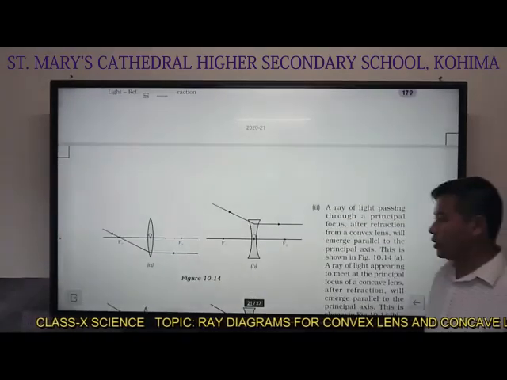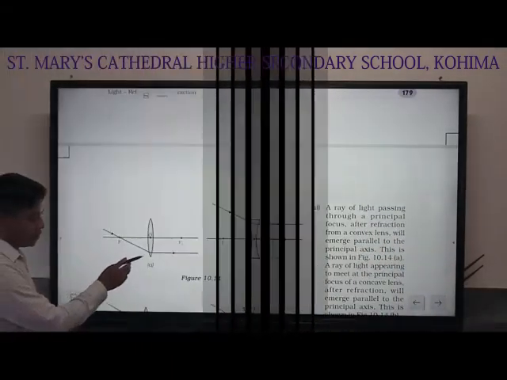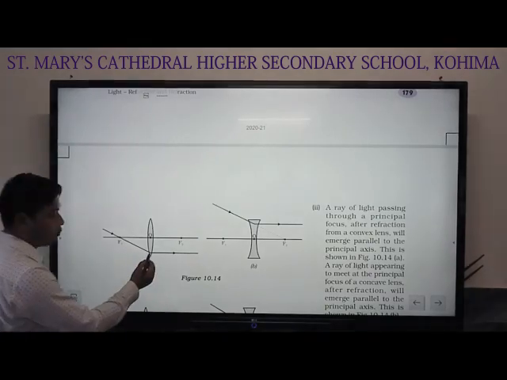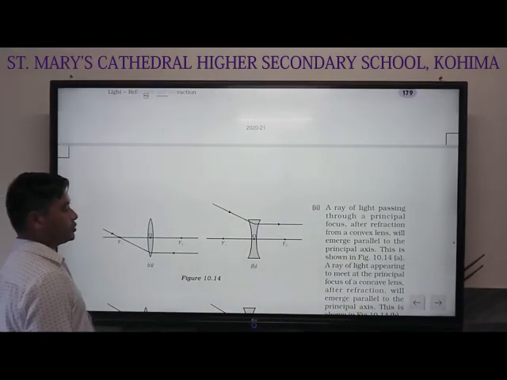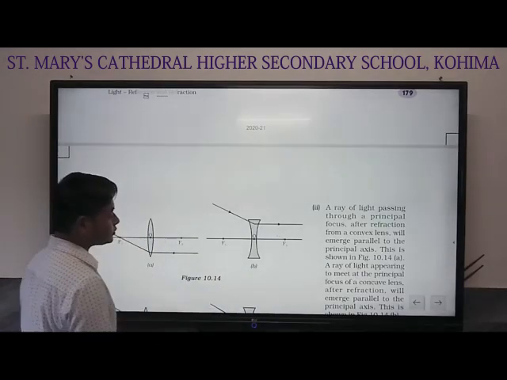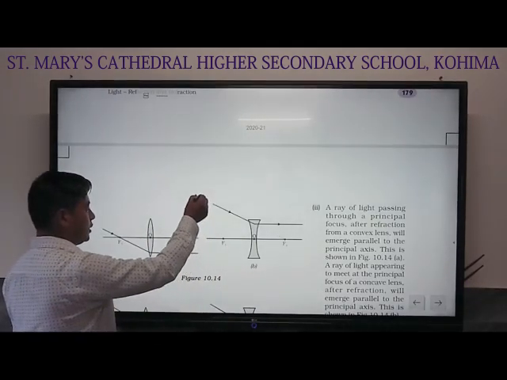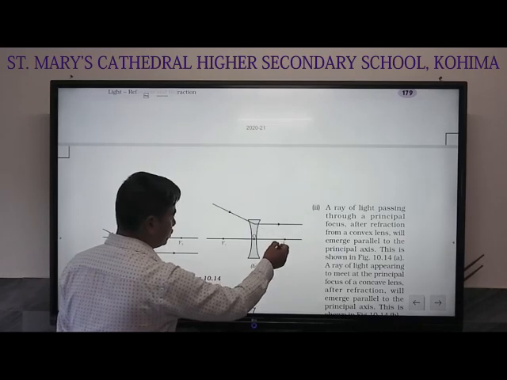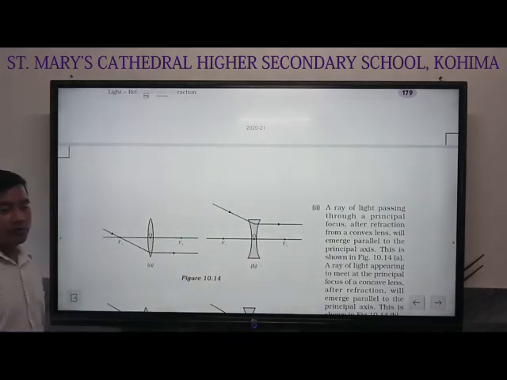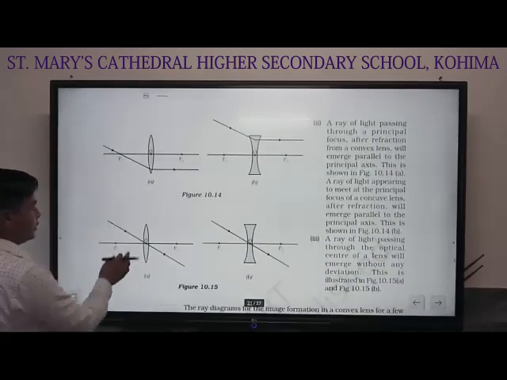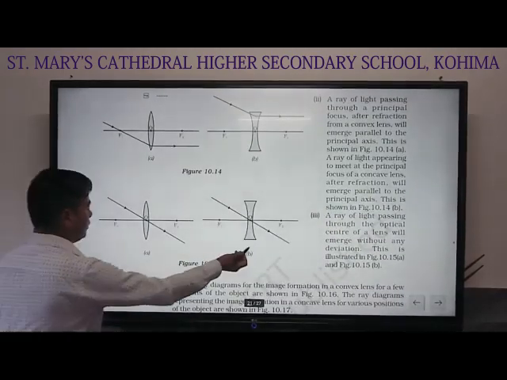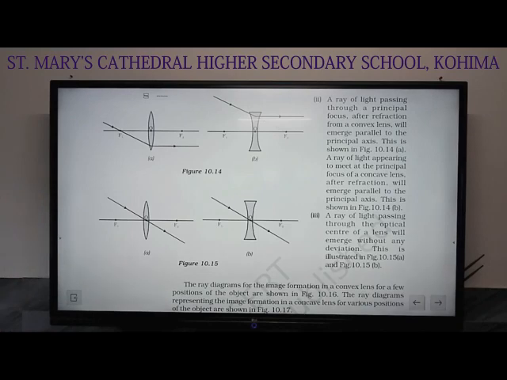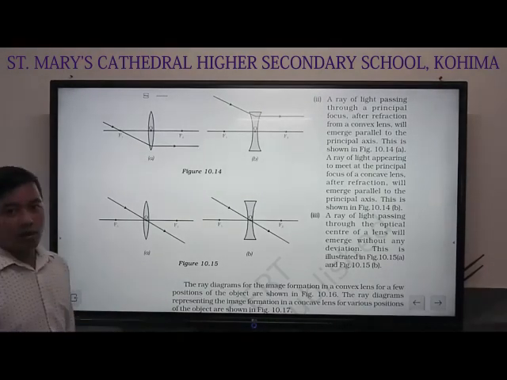The next ray is, if the ray passes through the principal focus in front of the convex lens, then after refraction through the lens, it will go parallel to the principal axis. And in case of the concave lens, the ray which seems to be passing through the focus behind, F2, will go parallel to the principal axis. And the third one, any ray passing through the optical center, in both cases of convex lens and concave lens, will pass through without any deviation or refraction.